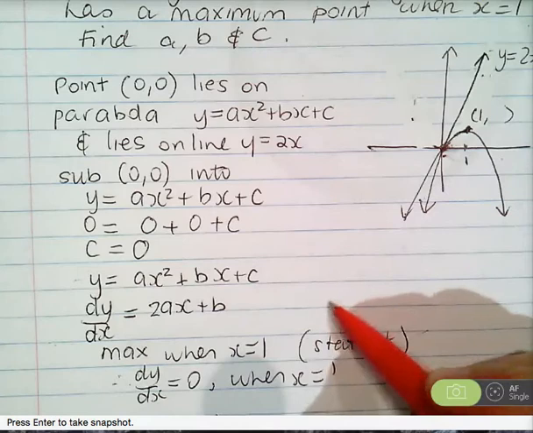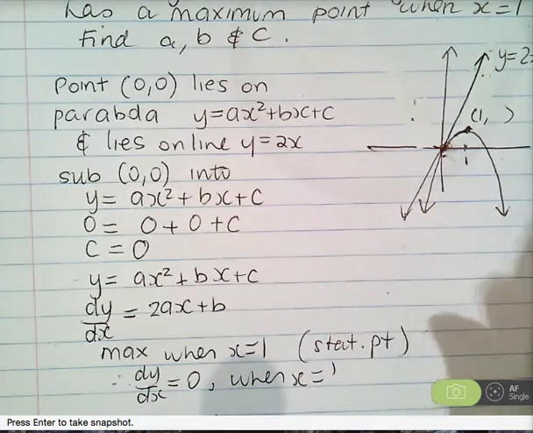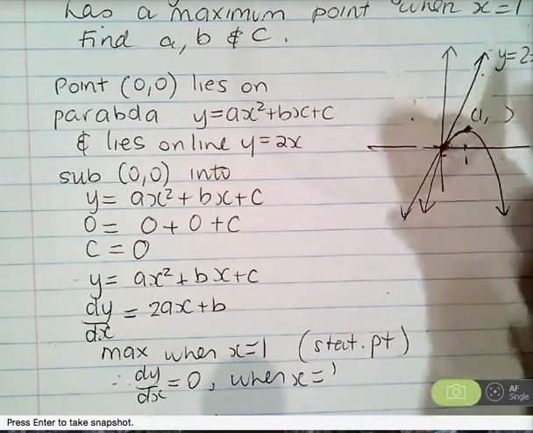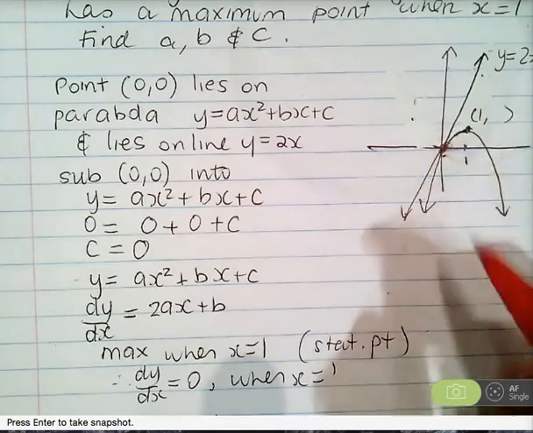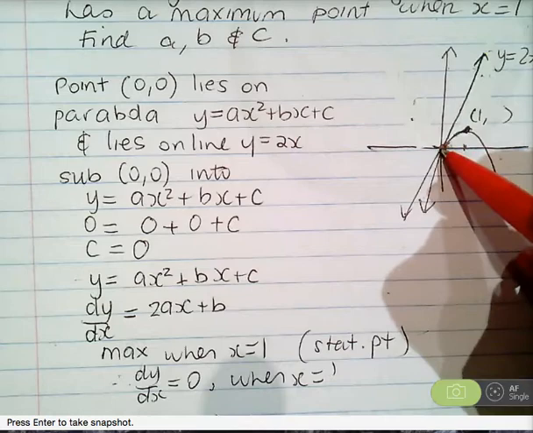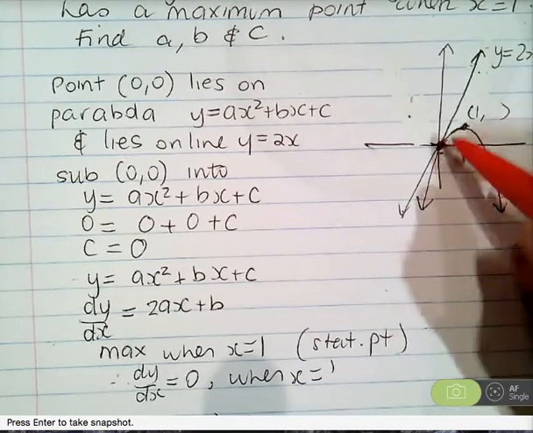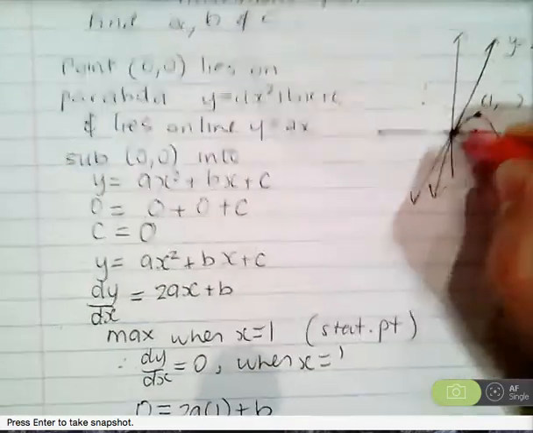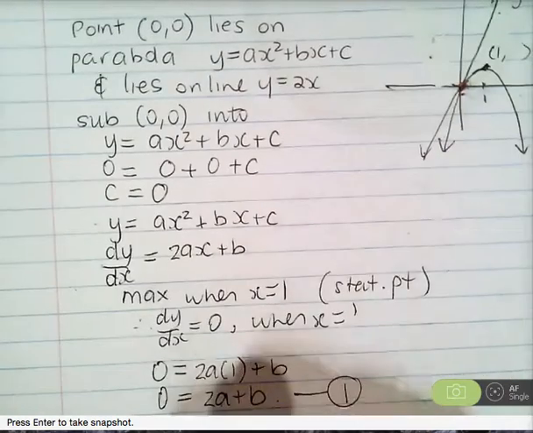All we'd get is that 2a is less than 0. That's not really helping us solve what a is. There is another thing that we can do. We know that the line y equals 2x and the parabola touch at the origin. So we can solve those two equations simultaneously.